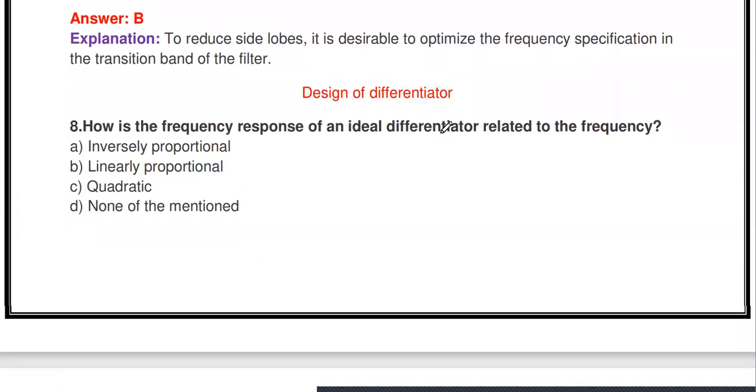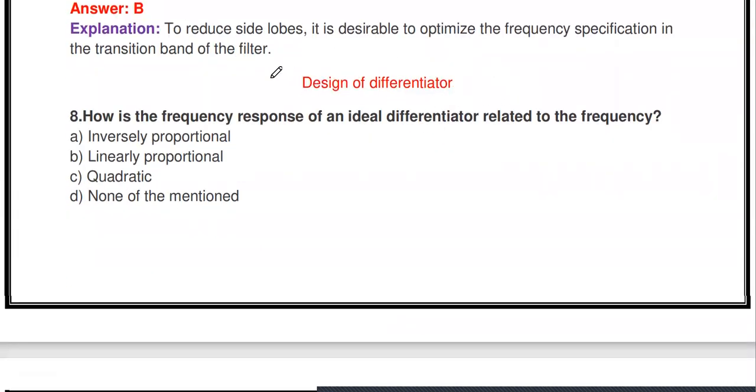Then the next question: design of a differentiator. Using this windowing technique or frequency sampling method, we can design low pass, high pass and band reject filters, as well as the ideal differentiator and Hilbert transform. The differentiator is also an example of an FIR, finite impulse response, system.